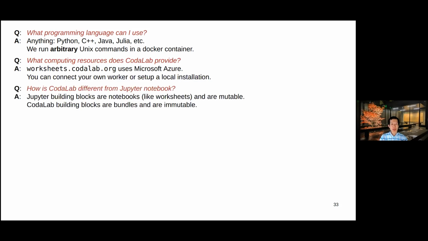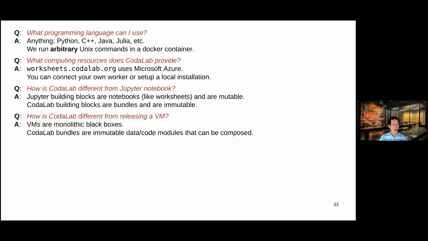How is CodaLab different from Jupyter Notebook? A lot of you probably use Jupyter Notebook. Visually, the worksheets are very similar. One thing that's distinct is that in Jupyter, the building blocks are the notebooks, and there's one kernel in the back that is mutable. So you can get into weird situations where if you run things in a different order, then the results might not be reproducible. Whereas in CodaLab, the building blocks are bundles, and there's no global kernel. Everything is localized to a particular bundle, which means that it's more like functional programming and more immutable.